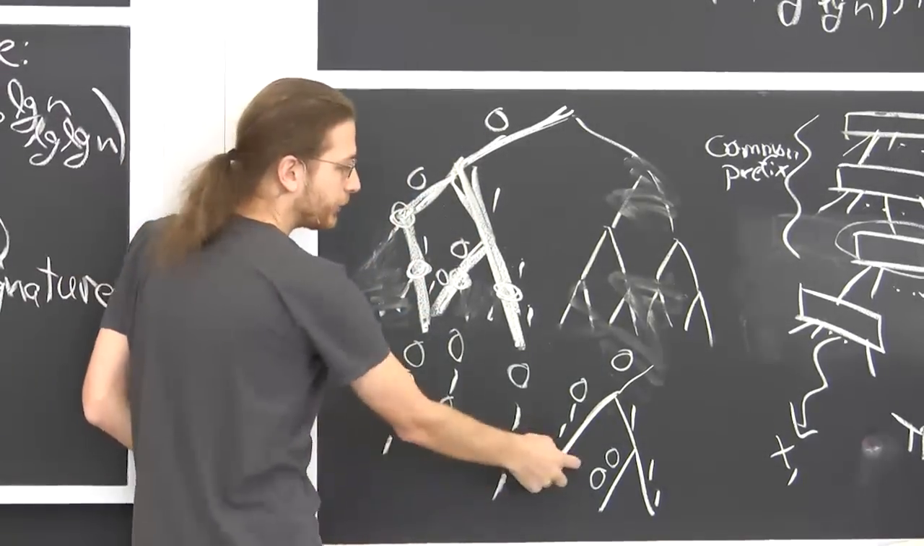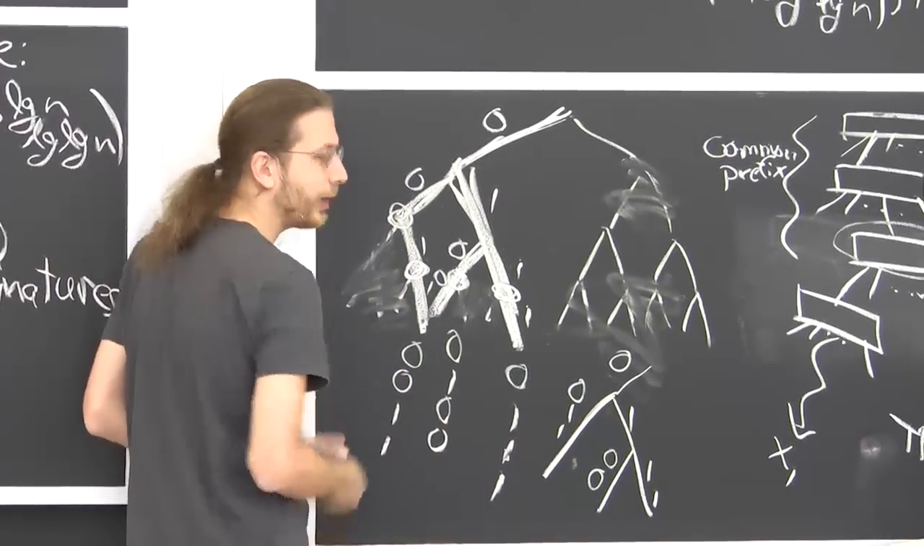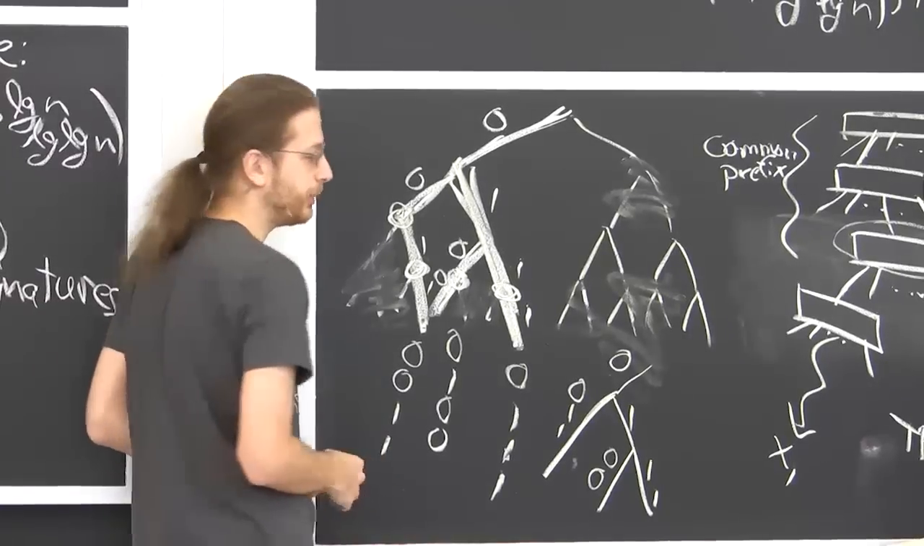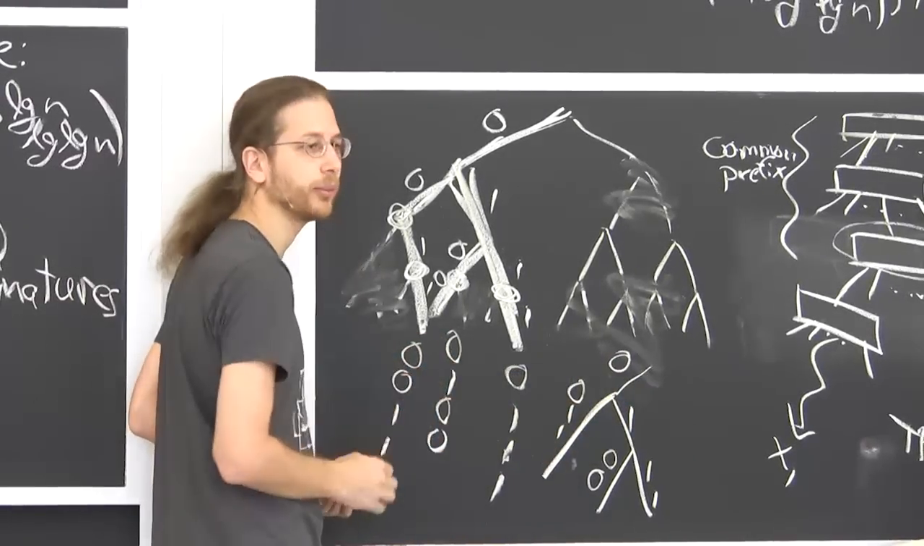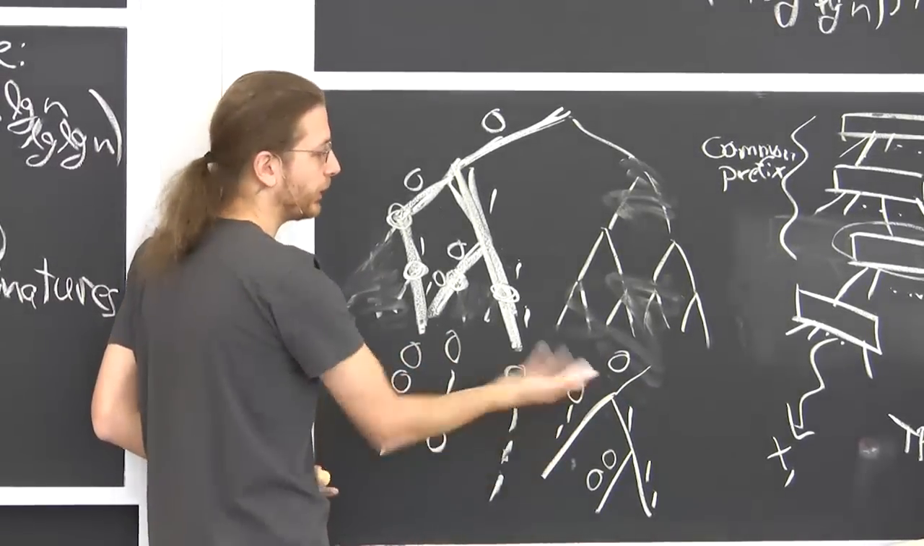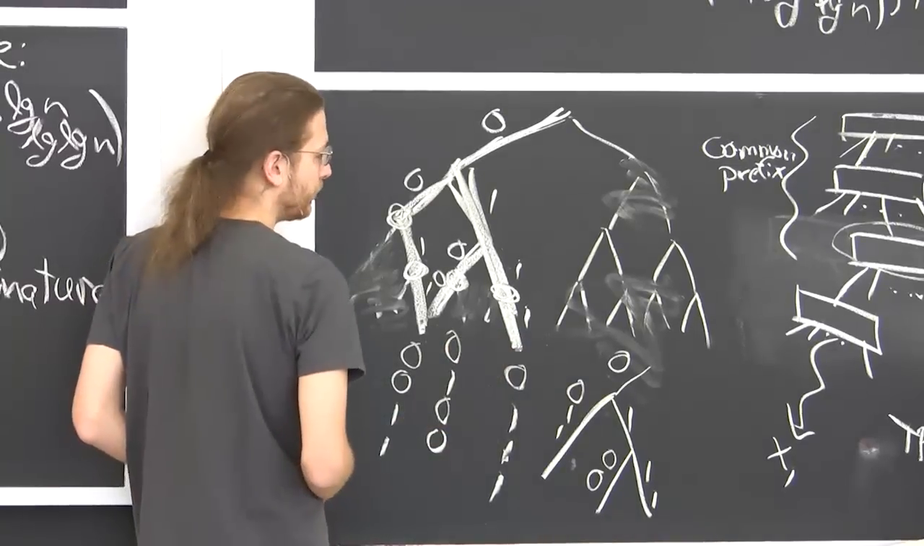The nice thing about this structure is every node is branching except the leaves, which means the number of nodes here is linear in the number of leaves. It's roughly twice the number of leaves minus 1.